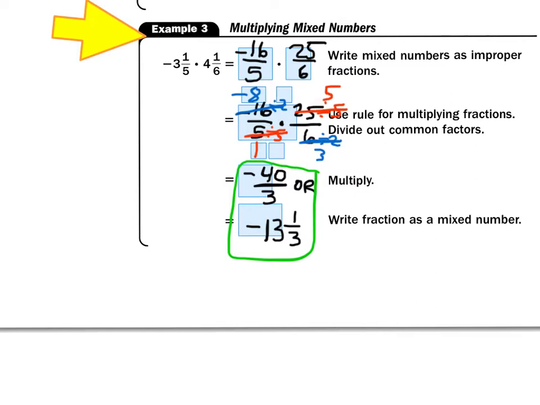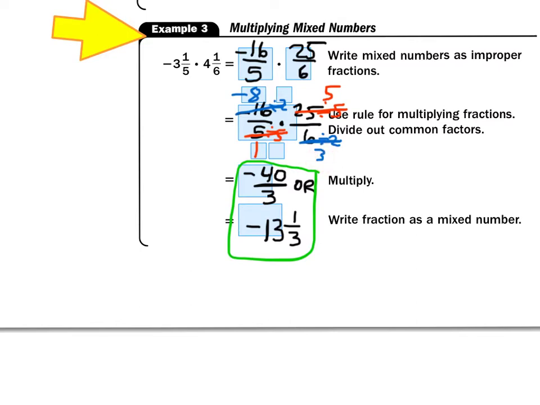And now I'm going to cross cancel. So look at the 5 and the 25. I see that 5 goes into both. So 25 divided by 5 leaves me with 5. 5 divided by 5 is just 1. Look at the negative 16 and the 6. I see that 2 goes into both. So negative 16 divided by 2 is negative 8. Don't lose your negative. And then 6 divided by 2 is 3.